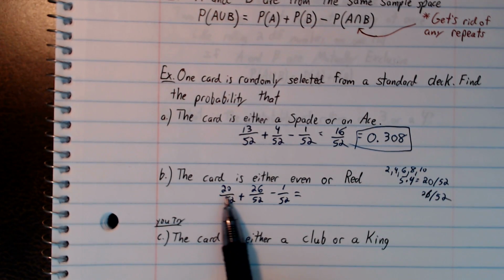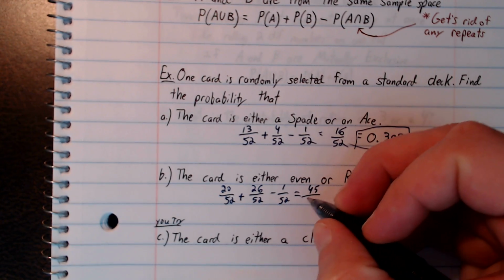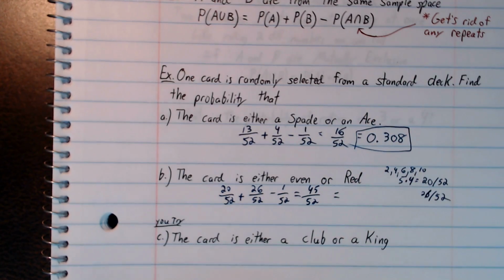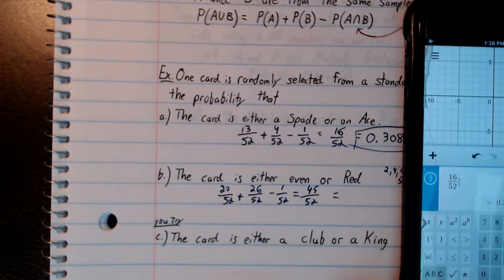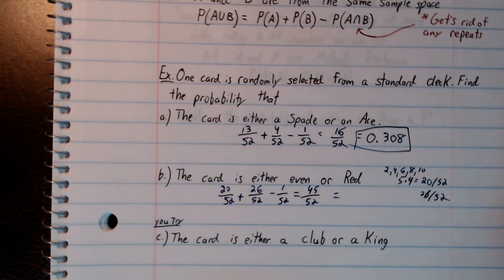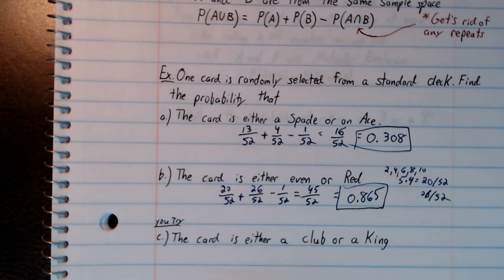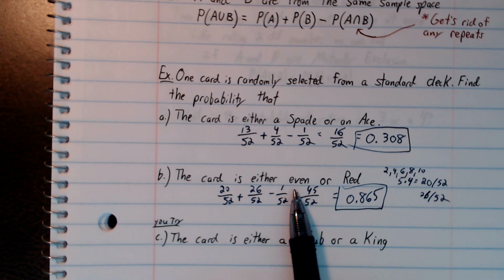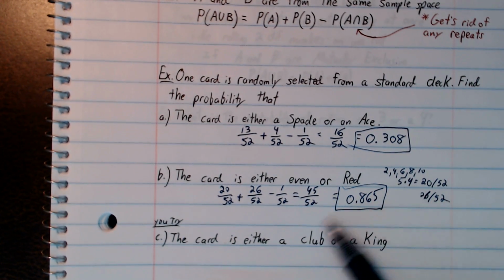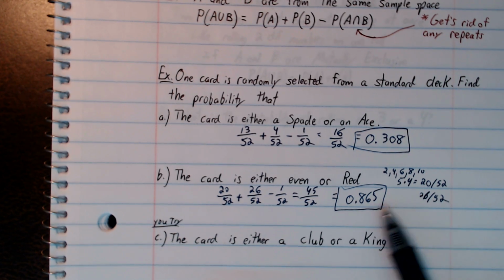So let's see, if we add these, 20 plus 26 is 46, minus 1 would be 45 out of 52. And again, to 3 places. Now the nice thing with Desmos is all I have to do here is change that top number, 45, and we get 0.865. Much more likely for you to either pull out an even or a red card. A much safer bet. It's like 8.5 times out of 10, almost 9 times out of 10, you're going to get either a red or an even card.